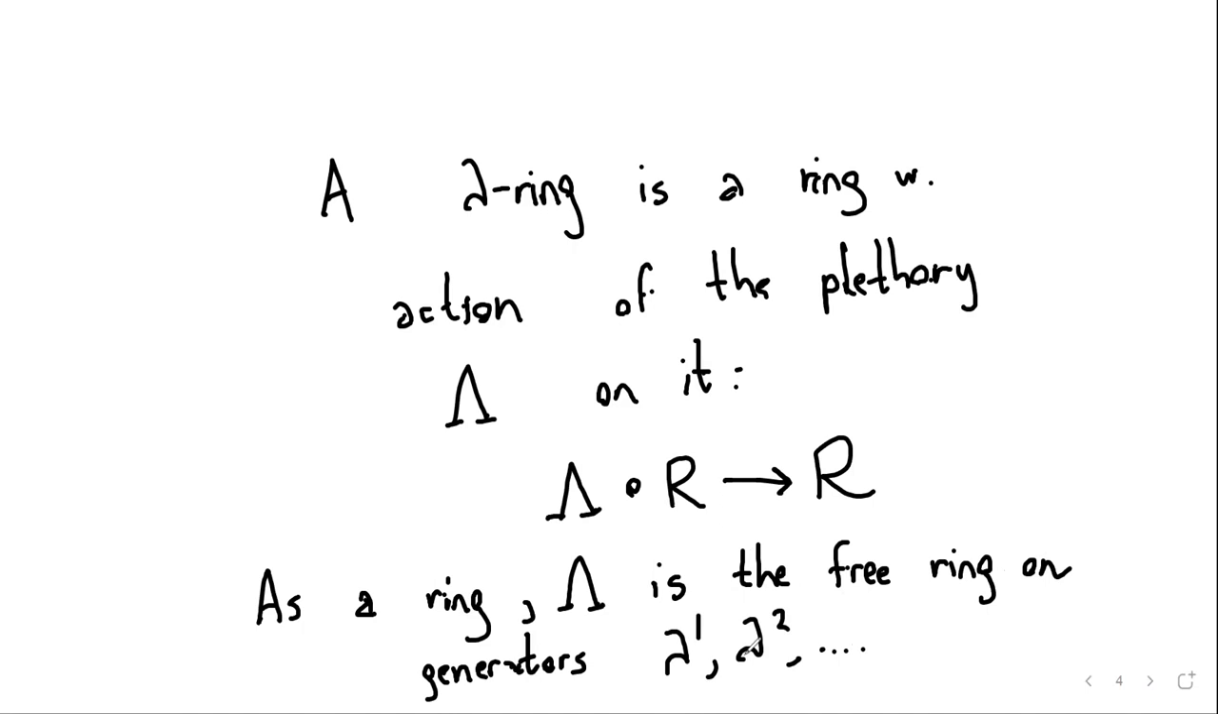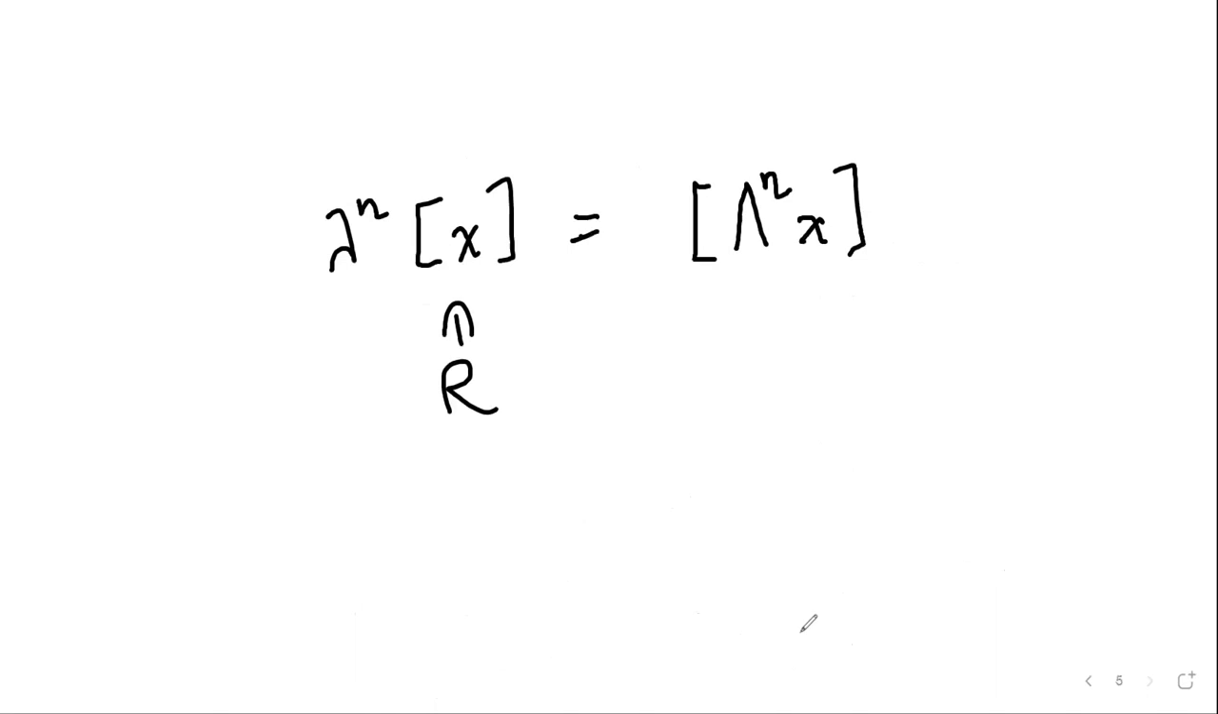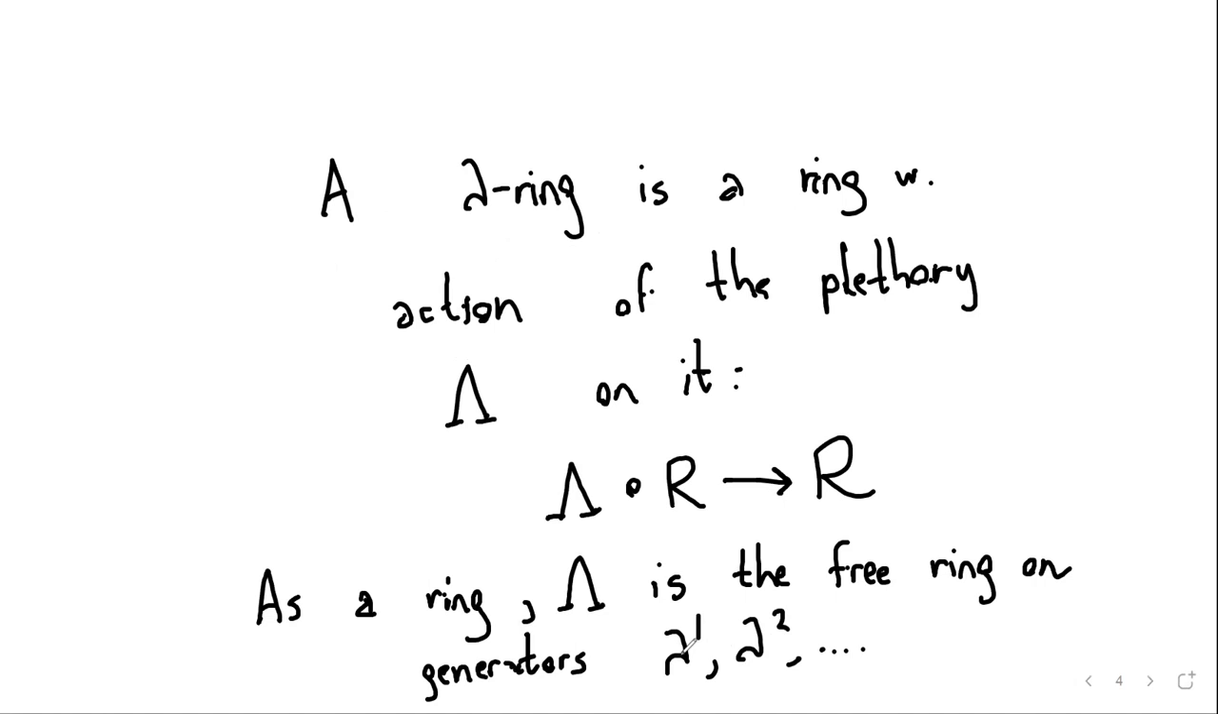But for some reason, he knew enough that you could latch onto these particular exterior powers and just think about them, in the sense that when you know how all these operations act on a guy in one of these abstractly defined lambda rings, then you know every Schur functor or every Young diagram acts on it. Yeah.